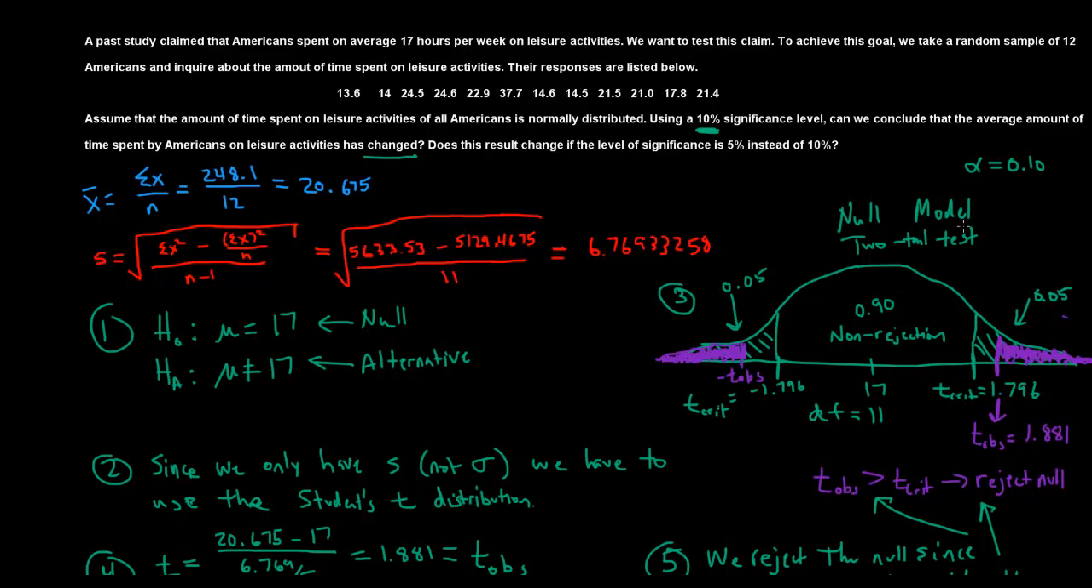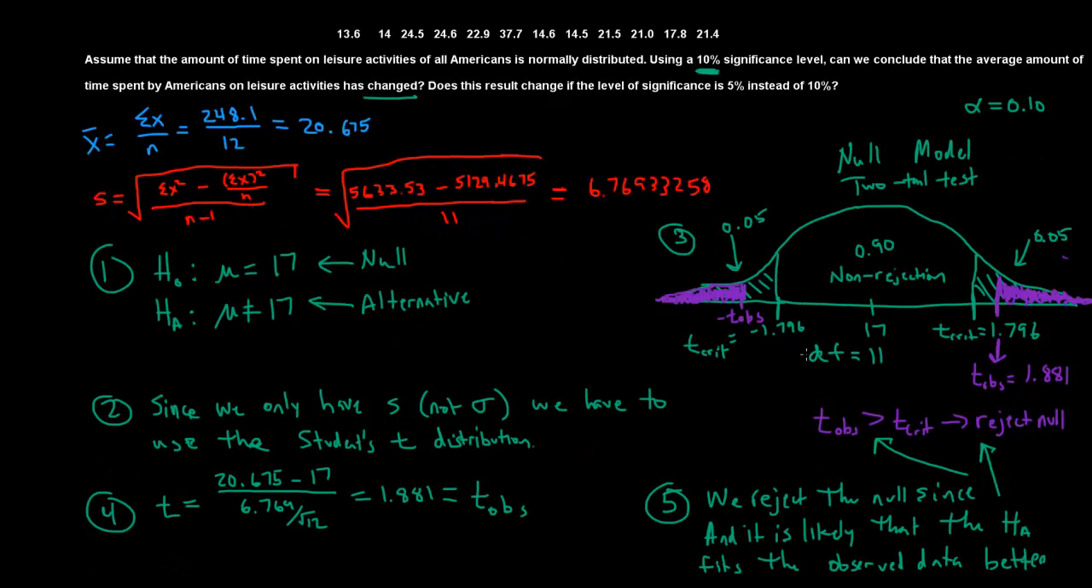Okay. Step 4 down here was to actually compute our observed value. Again, this is a t-statistic, but it's computed practically in the same way that the z-statistic was. You take your observed sample mean, subtract off your population mean, then divide by the standard error. Okay, we get 1.881. That is our t observed. We then plot that observed value.